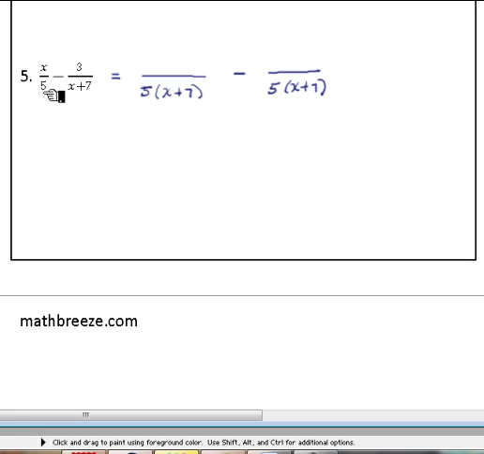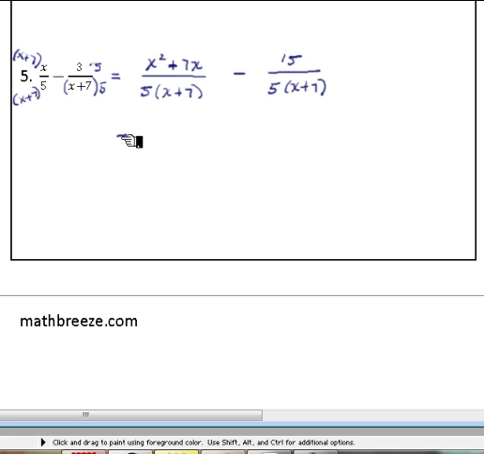All right, to change this fraction to this common denominator, we have to multiply by x plus 7, numerator and denominator. And to change this fraction, we have to multiply by 5, numerator and denominator. All right, so in this numerator, we have x plus 7 times x. That would be x squared plus 7x. And here we have 3 times 5, that's 15.